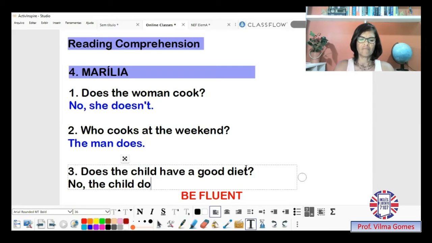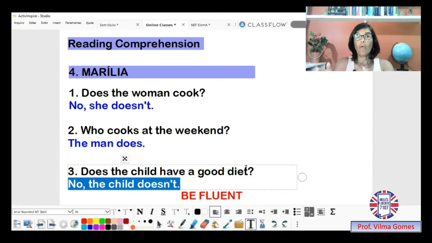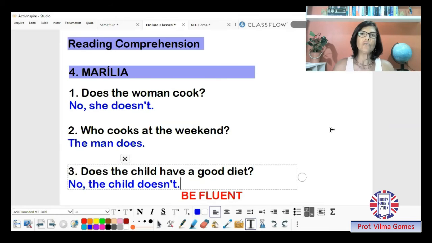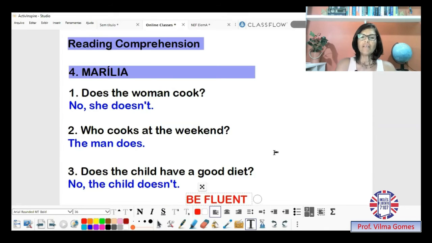Doesn't. Por que eu acabei fazendo assim? Child could be a boy or a girl. Mas não é mencionado no texto, é mencionado? Não. Fala que o filho, a criança, né? Child could be a boy, could be a girl. No, the child doesn't. Então eu não pude aqui usar no, he doesn't. No, she doesn't. Porque eu não sei o sexo, tá? Da criança. Então, eu resolvi deixar assim.